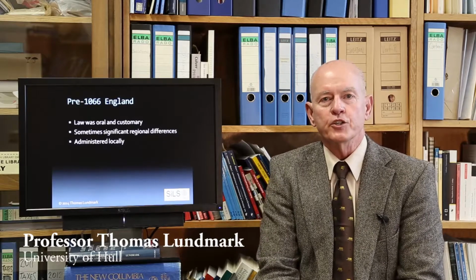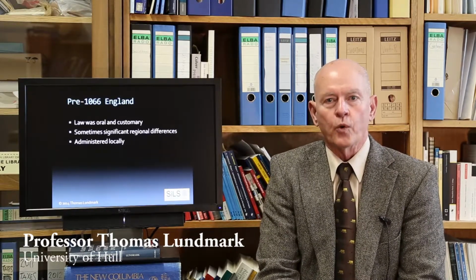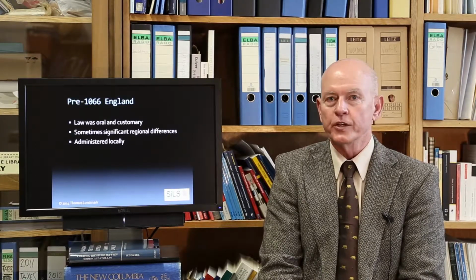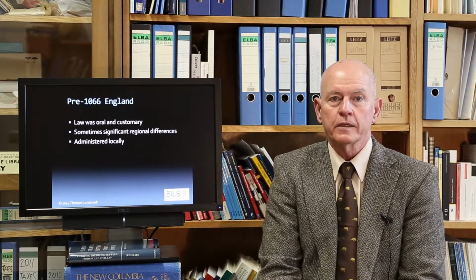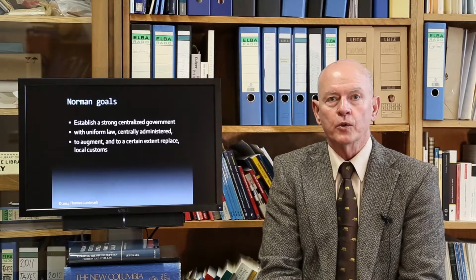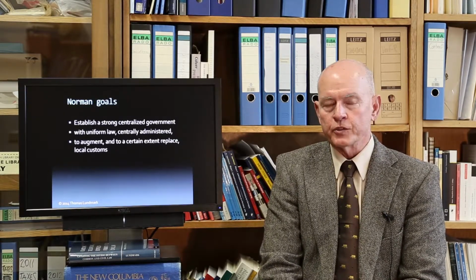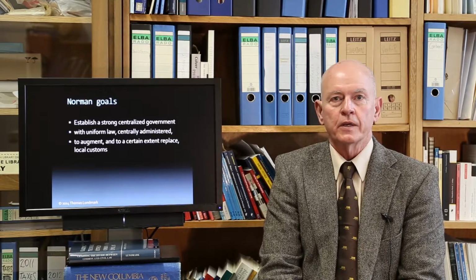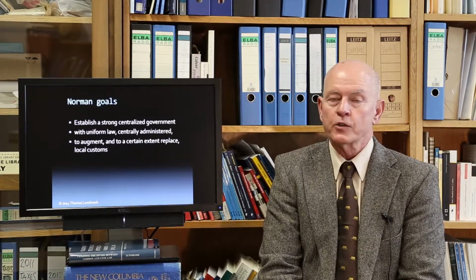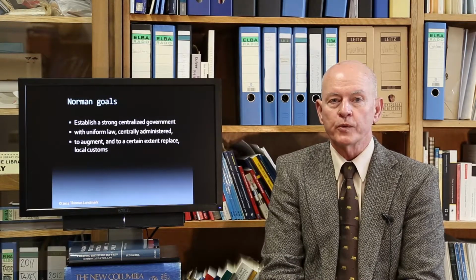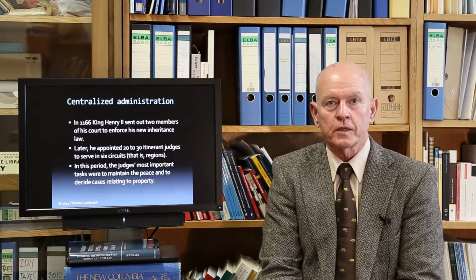Today I'm going to give you a short historical introduction. Before the Norman invasion, law in England was oral and customary. Sometimes there were significant regional differences, and law was administered locally. The Normans sought to establish a strong centralized government with uniform law, centrally administered, to augment and to a certain extent to replace local customary law.